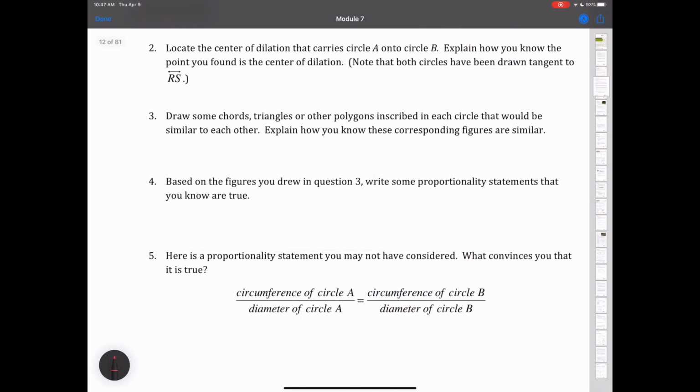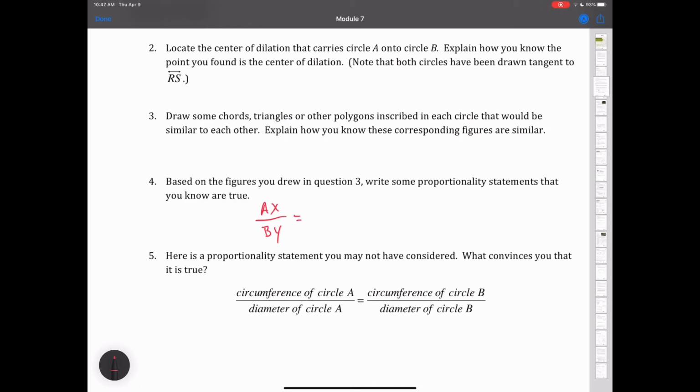Okay, now we need to create some proportionality statements that you know are true. So I'm going to let you go ahead and do that. So you could say something like AX over BY is equal to, and then you could make it something else, another proportionality statement. So go ahead and, with your own shapes or the shape that we use together, go ahead and write some proportionality statements.